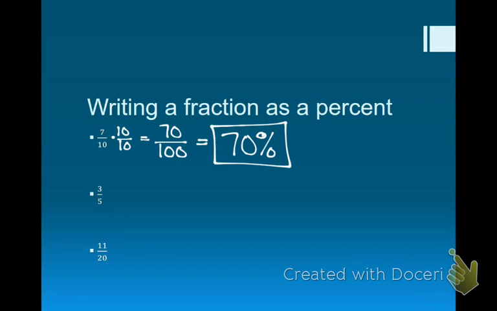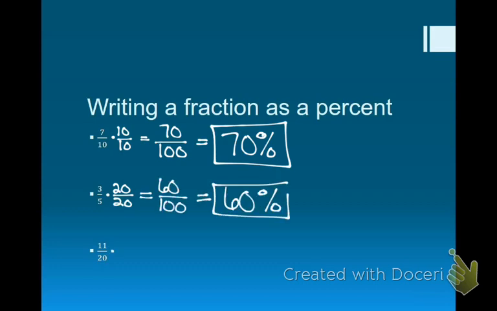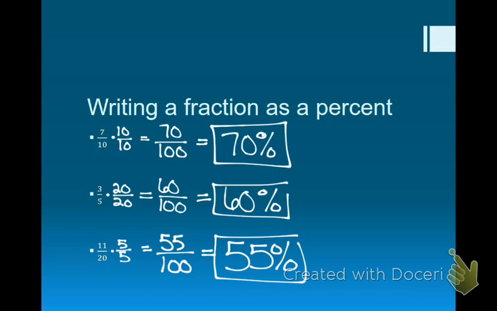Okay? Go ahead and do the next two. Find the number that you need to multiply top and bottom by to get your denominator to 100. And then give me the percentage. What did you multiply top and bottom by on the second one? 20. 60%. All right, what did you multiply by on the third one? 5. And 55%, right? Okay, so that's one method.